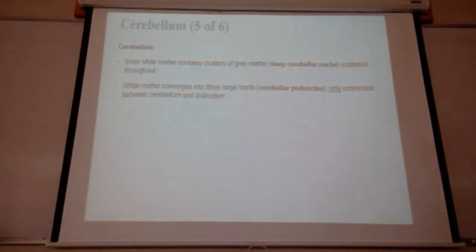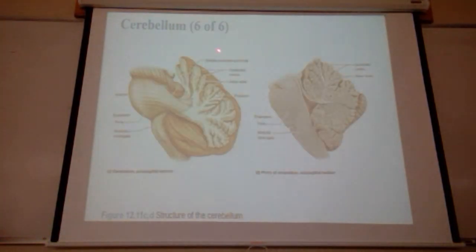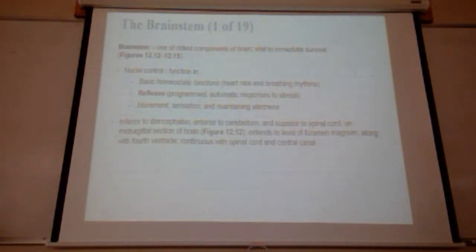The inner white matter contains clusters of gray matter, the deep cerebellar nuclei, and the white matter converges into three large tracts, the cerebellar peduncles, the only connection between the cerebellum and the brainstem. So here are those areas. See where you've got the gray matter, you've got the white. This is that structure here, the arbor vitae. See, it looks like tree limbs. There we go. There's the white matter leading into the brainstem.